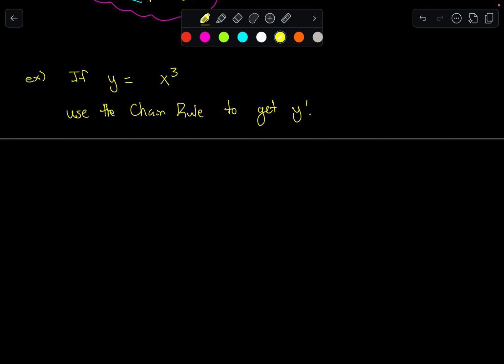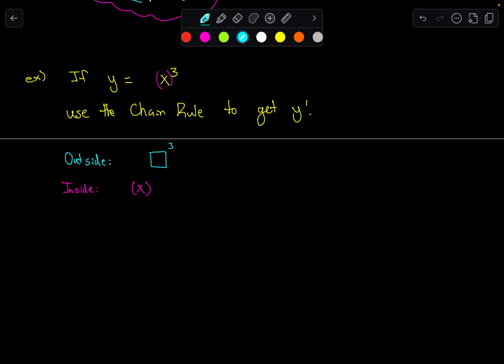Let's identify an inside function and an outside function here. It's going to seem very silly, but let's do it anyways. So I'm going to say that my outside function is going to be something raised to the third power, and my inside function in this case is just going to be x. It's kind of silly, but I could write this original problem in parentheses, x, cubed, and I could take these derivatives. So let's use the chain rule.